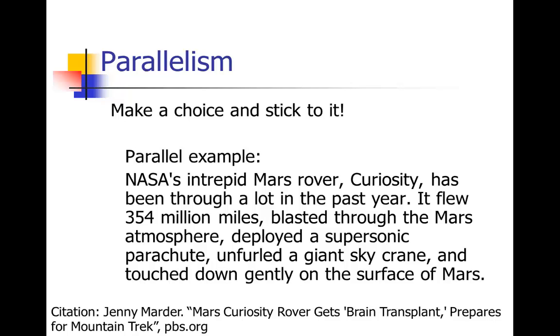So notice that in that second sentence, it's got a list of things, but they're all parallel. They all follow the same structure. We've got subject, verb, subject, verb, subject, verb. It flew, blasted, it deployed, it unfurled, it touched down gently. And I like this example, I want to point out to you the really nice verbs that are in this sentence. It flew, it blasted, it deployed, it unfurled, it touched down gently. Those are really nice verbs, nicely done in parallel form.